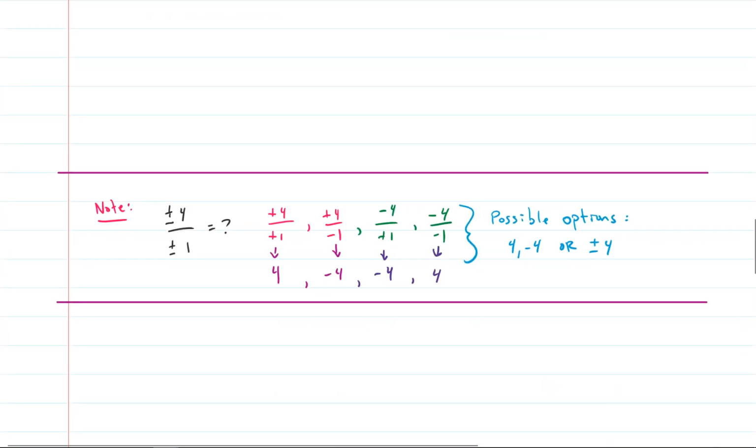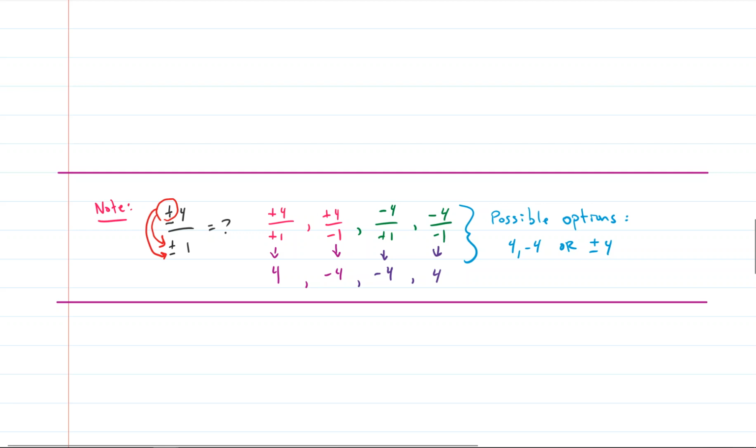This is kind of an important note, because you might have been confused when I did plus or minus 4 divided by plus or minus 1, or plus or minus any constant divided by plus or minus any constant. So let me tell you how that actually works. Let's step through that now that you've seen it once. What you do is you take each of the top signs and you pair it with each of the signs in the bottom.